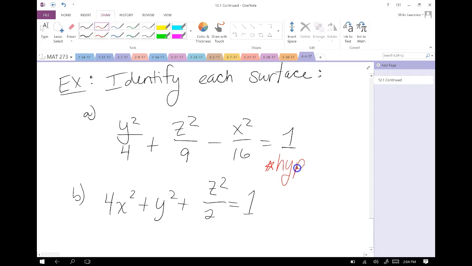So this is the nuclear reactor. This one's our nuclear reactor. The ellipses are in the YZ, which means it's opening in the X direction. Okay, so it's laying on the X-axis.